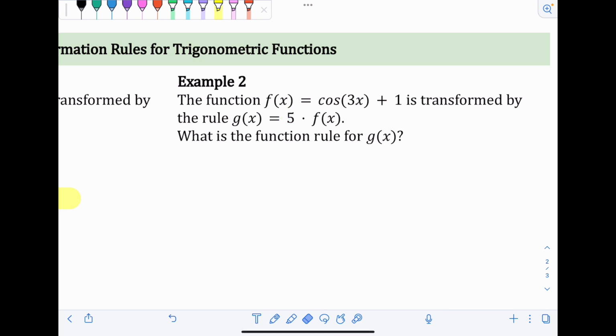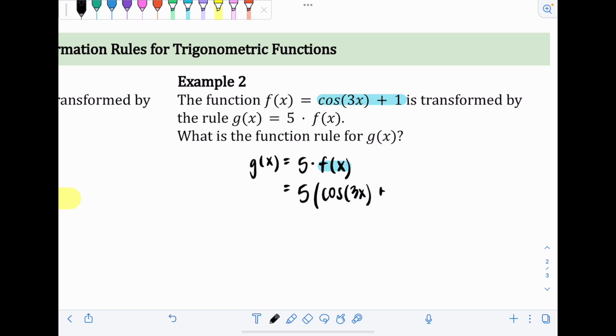For this one, just so we don't make the mistake later on, I'm going to start with the transformation rule. So it's g of x equals 5 times f of x. Then we're going to take f of x, which is cosine of 3x plus 1, and put it in here. But since there's multiple terms there, I'll have to put it in parentheses. So it'll be 5 times cosine, you can use brackets if you want, cosine of 3x plus 1. And then when you're distributing in the 5, I'm actually going to change these to brackets.